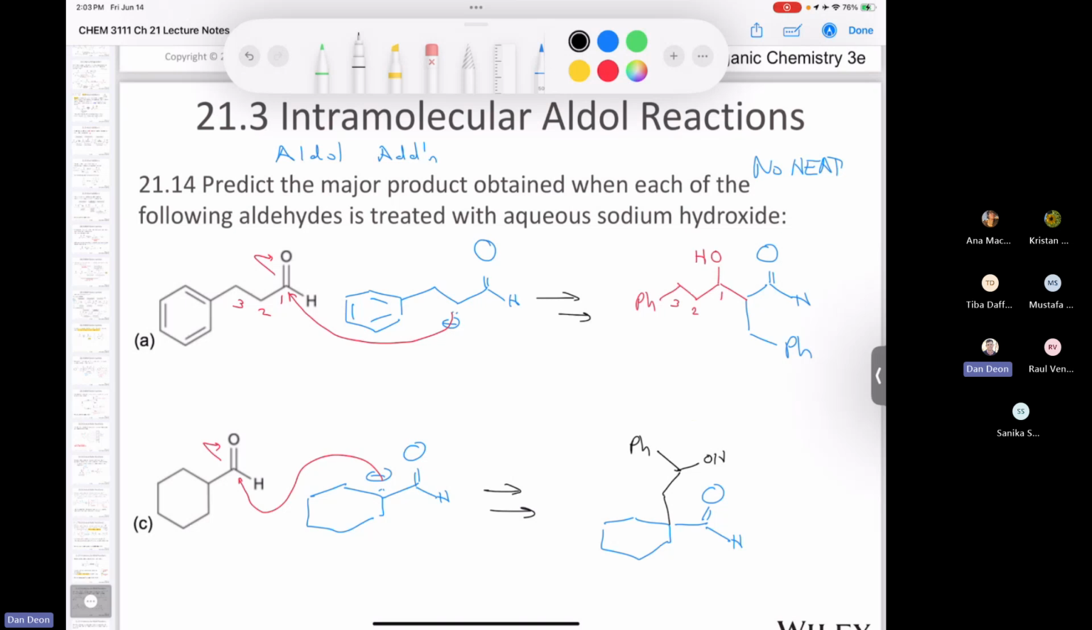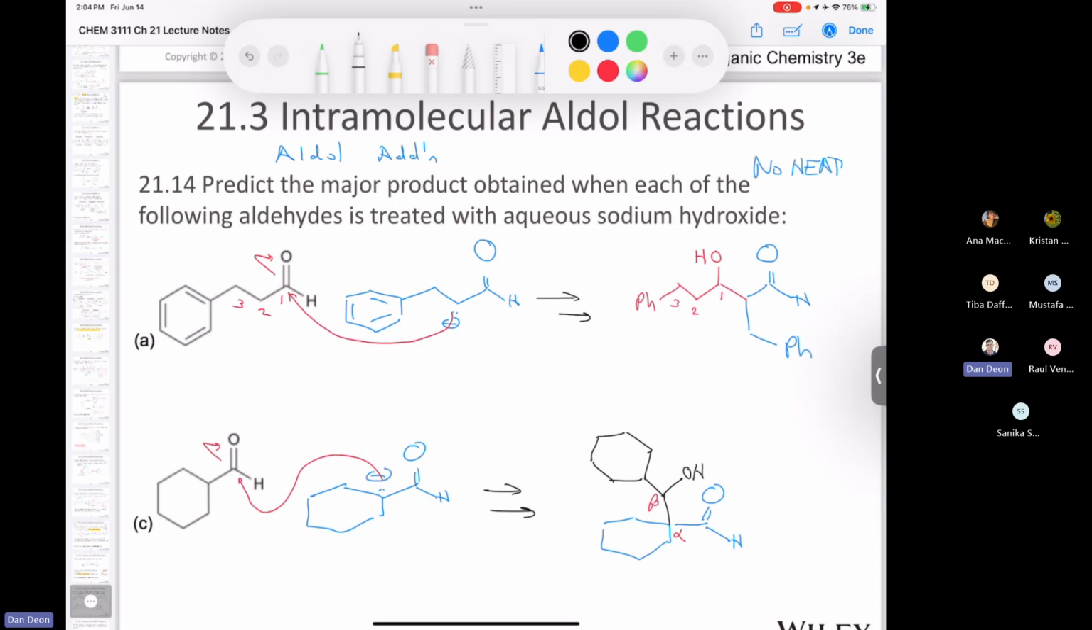So again, I drew it wrong again. I knew there was something funky about this. Let me try again. So this is my alpha carbon. This is my beta carbon. Good. So this is where my hydroxyl is going to be, and this is where my cyclohexyl group is going to be. There we go. Third time's a charm.